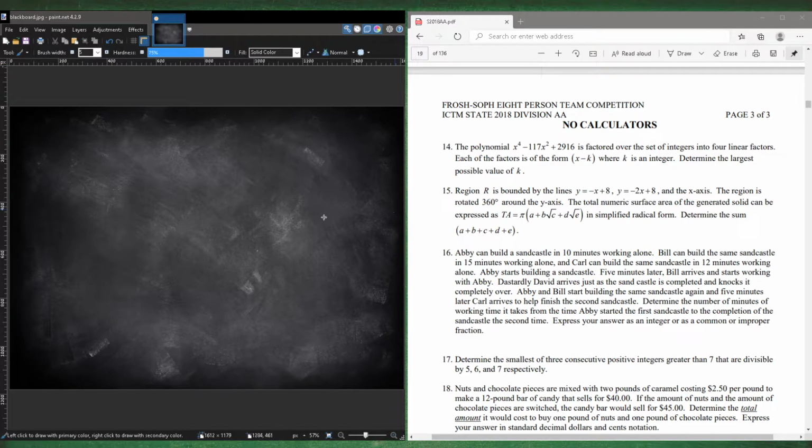Okay, question 15. Region R is bounded by lines y equals negative x plus a, y equals negative 2x plus a, and the x-axis. The region is rotated 360 around the y-axis. Find the total numerical area, which is in this form, and add the coefficients. So let's kind of graph this.